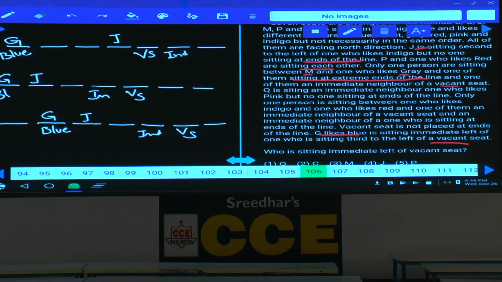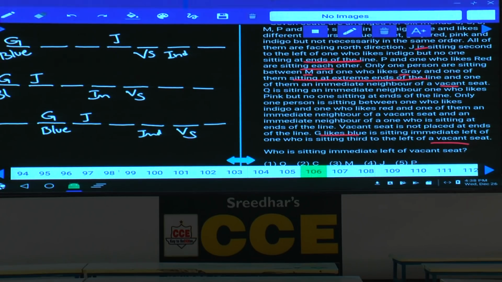Only one person between M and the one who likes grey, one of them seated at an extreme end of the line, and one of them an immediate neighbor of a vacant seat. One person is an immediate neighbor of the vacant seat, at the same time one person is at an extreme end, isn't it? And one person in between M and the one who likes grey. Tell me what the possibility is here. Now, at one of the ends.